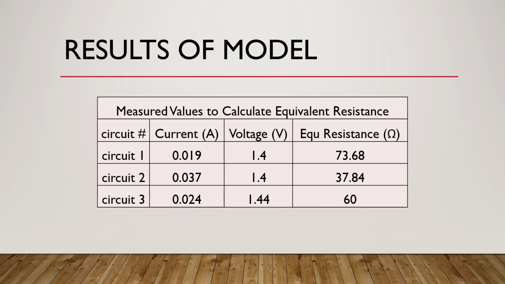Here we have the table showing basically the reverse of the last table. The last table is from the pre-lab. This one's from the beginning of the lab, where we measured the currents going through the batteries in each of the circuits, and the voltages across the circuits as well. And on the far right of the table, you see the equivalent resistance that we calculated using those two measured values in Ohm's law.